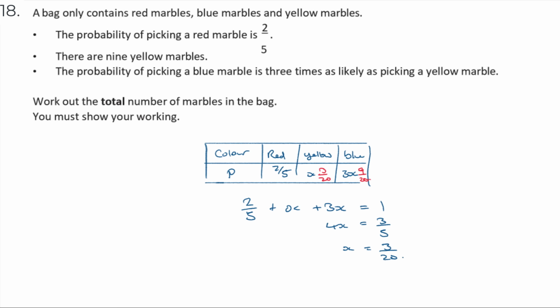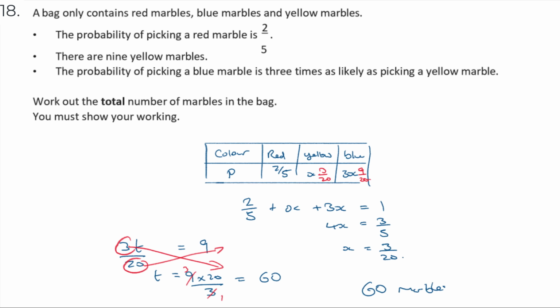Right, so now work out the total number of marbles in the bag. If the total number of marbles was t, and there are 9 yellow marbles and 3/20 of the marbles are yellow, then 3/20 of the total is equal to 9, isn't it? So cross multiplying, I can rearrange that and say t is 9 times 20 over 3. Cancel the 3 into the 9 gives me 3. 3 times 20 is 60. So altogether we had 60 marbles to start with. So 60 marbles is the total.